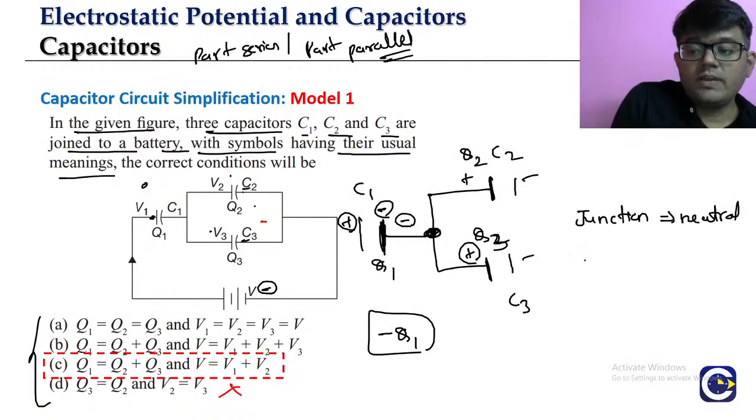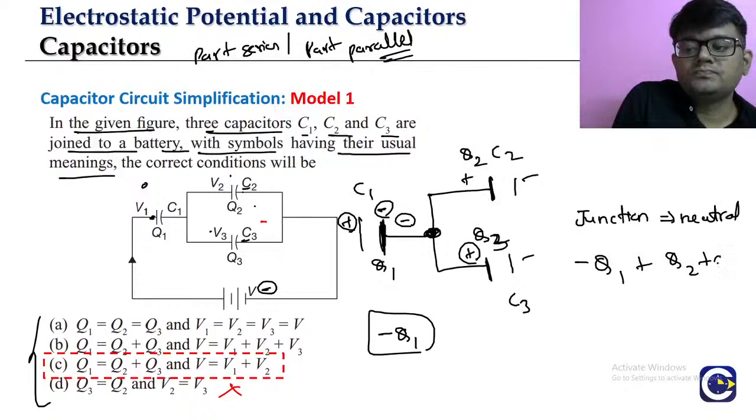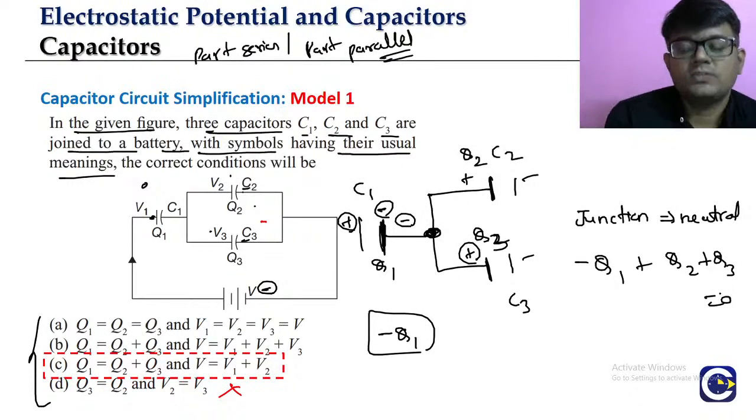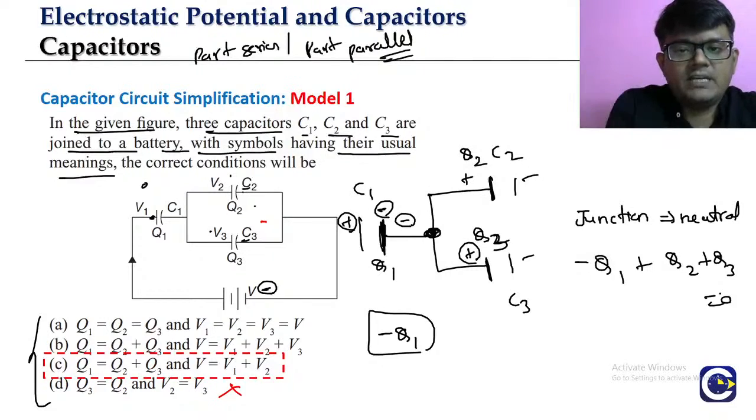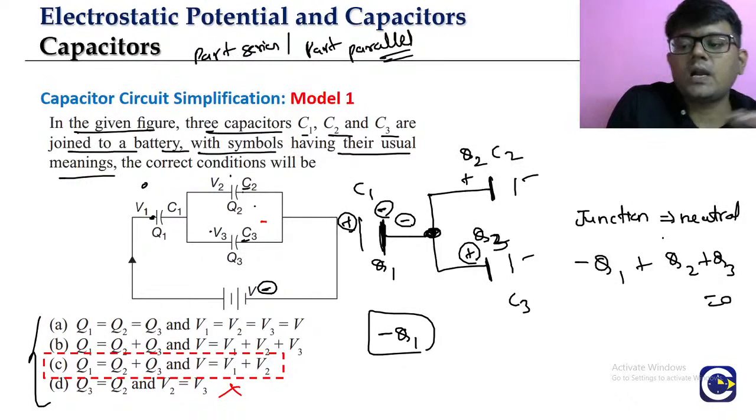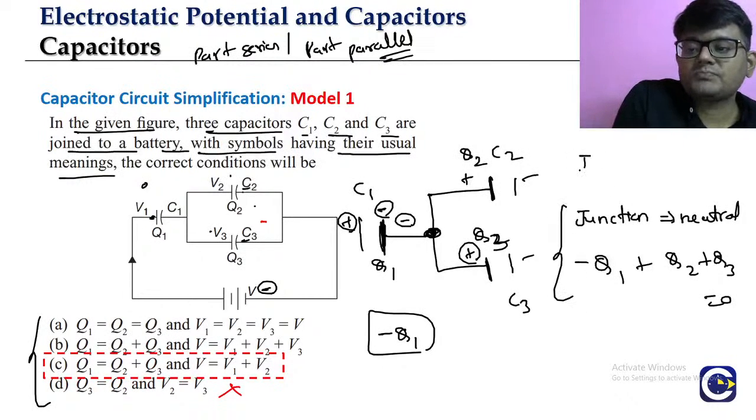So when you add up all these charges at the junction, how much do we get on this side? Minus Q1. That side Q2. If you add all the charges, what should it be? 0, right? Because that is neutral. On this side we get minus Q1, that side we get plus Q2 and plus Q3. Totally if we add, it should be 0, right? Because the junction is neutral. So this is what we call the junction rule.